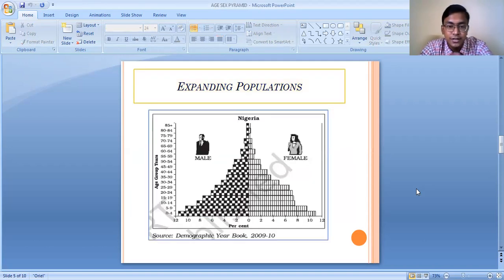Such kind of population pyramid is known as the expanding population. That means the birth rate is very much higher, and the population of the country is increasing rapidly.